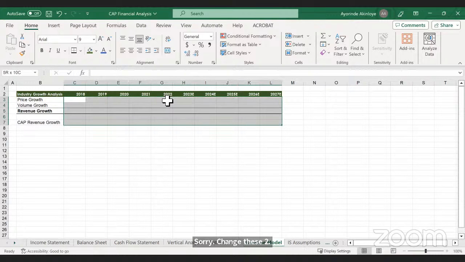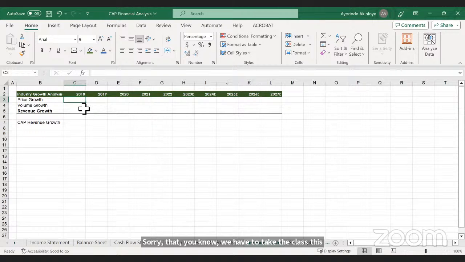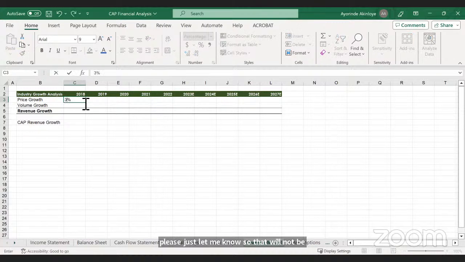Sorry that we have to take the class this way. I've even shortened my time so much, and I still need to show you PPE, and all those other working capital items and the like. But let's just go as we can. If you are tired already, please let me know so that I will not be burning energy to explain whereas you're already exhausted.